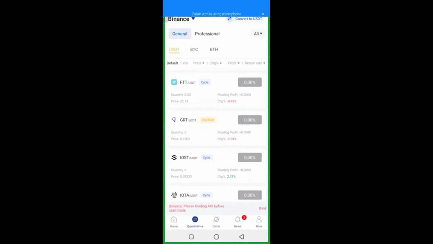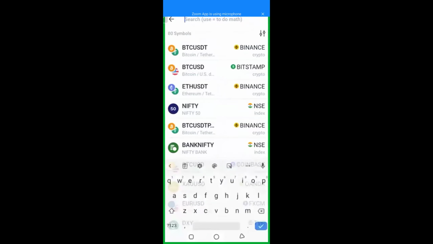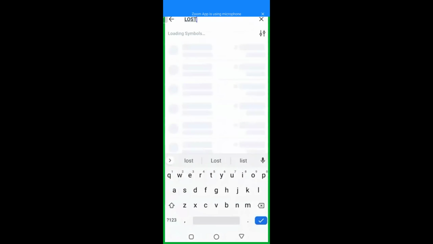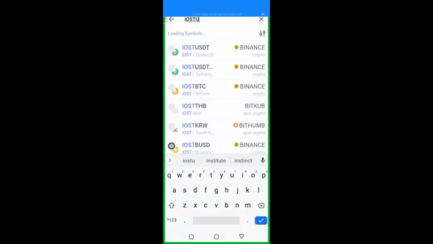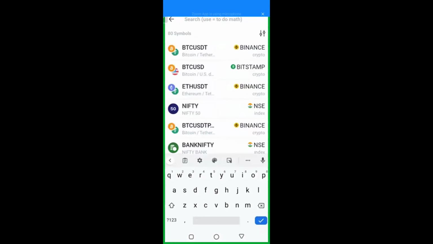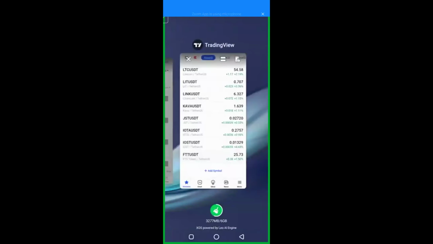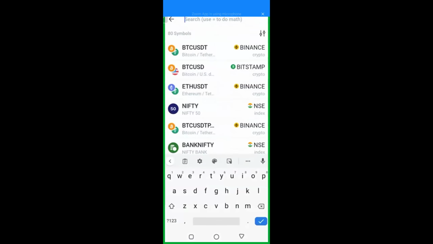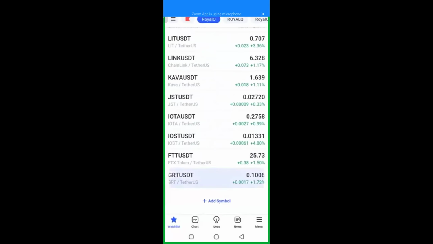Then we have GRT, FTT. We have this one, which is this one. I think it's not that one. Okay, FTT USDT. Okay, we are choosing Binance. Okay, we have GRT USDT. Okay, we are still moving.